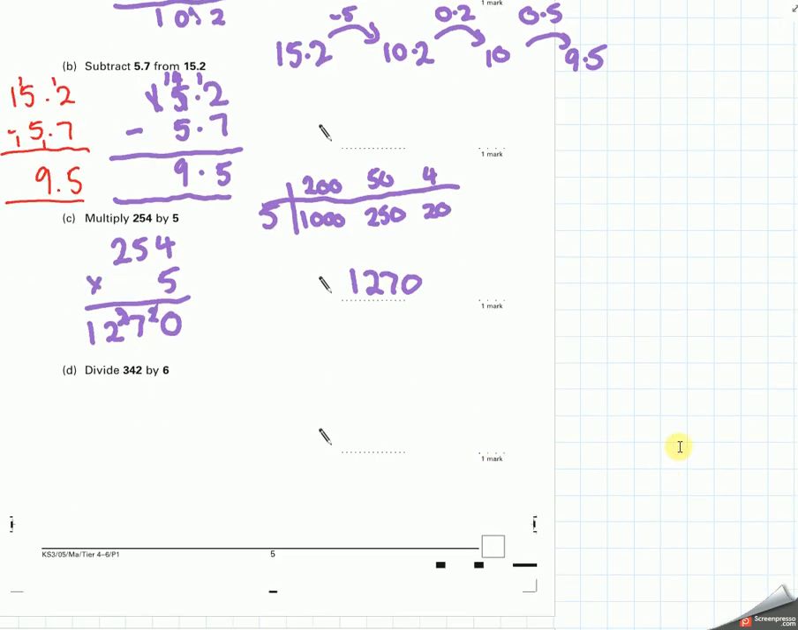Divide 342 by 6. I'm going to show the bus stop method. Bus stop says there's a number we want to divide, goes inside, and we put the 6 on the outside. 6 goes into 3, can't, so I could put a 0 here. There's 3 remainders, so it goes into the next column. 6 is into 34, goes 5 times, that's 30, with a remainder of 4. 6 is into 42, goes 7 times, no remainder. So it goes exactly. So we get an answer 57.